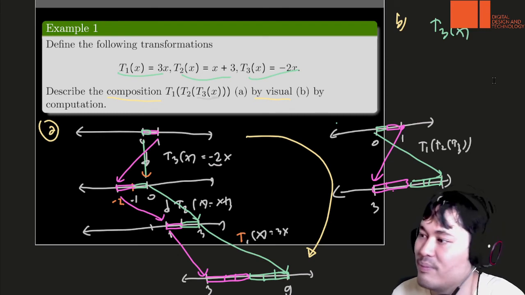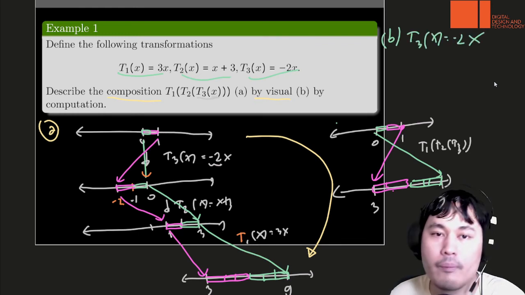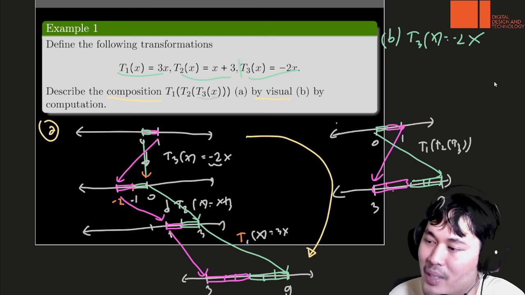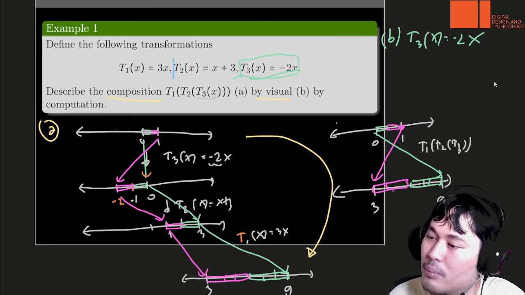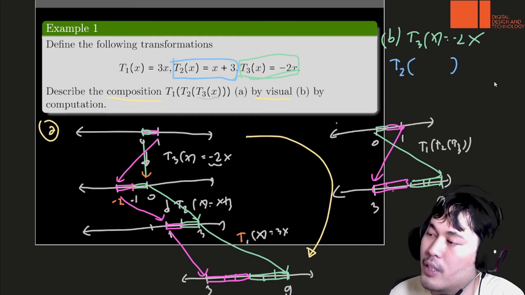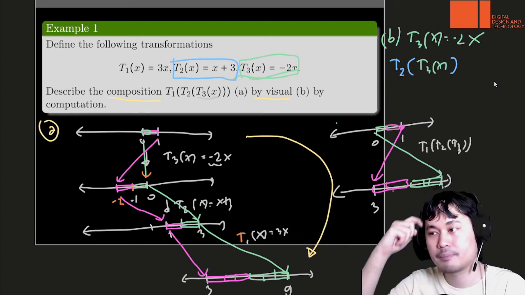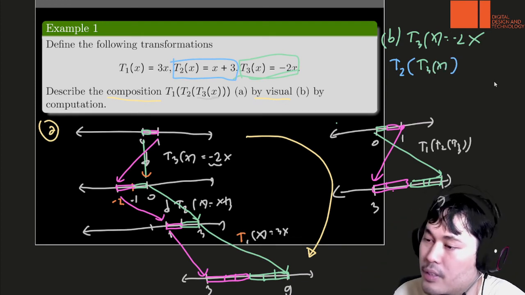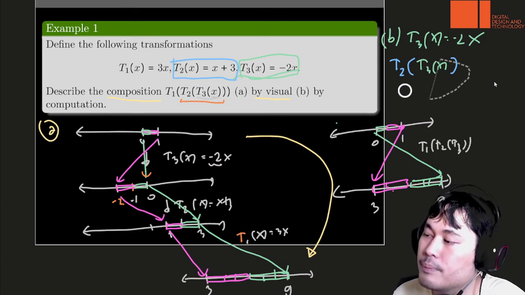Oh, the logo is in the way. So T3 of x is minus 2x. Yeah, that's just, just copy this whole thing. And then use some blue then. The next step is to compute T2 of T3 of x, because it is what we see inside the parenthesis of T1.